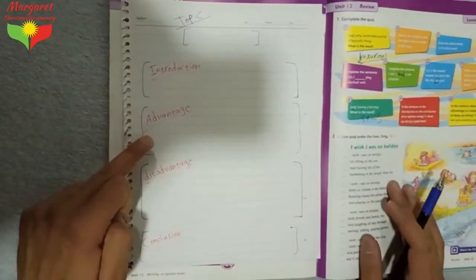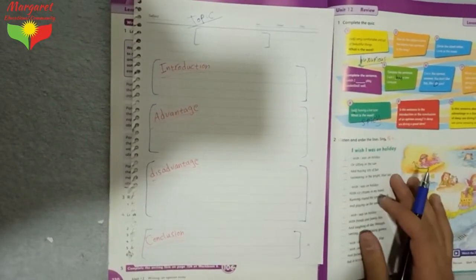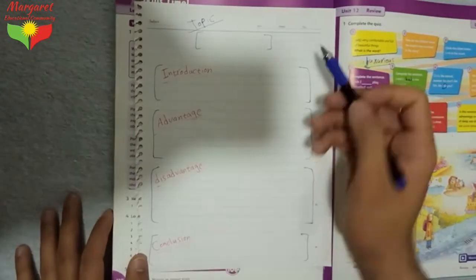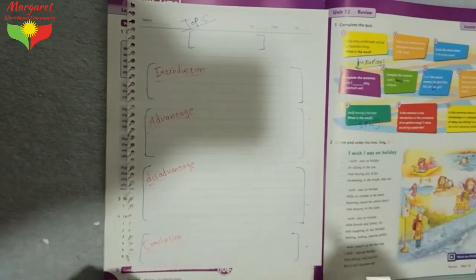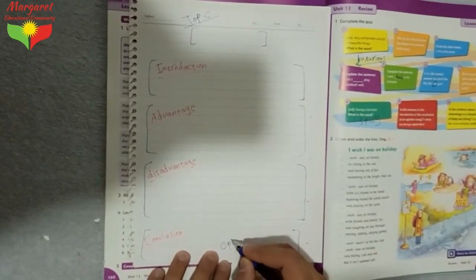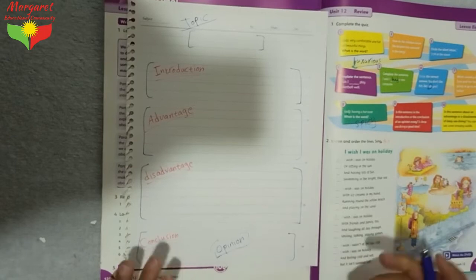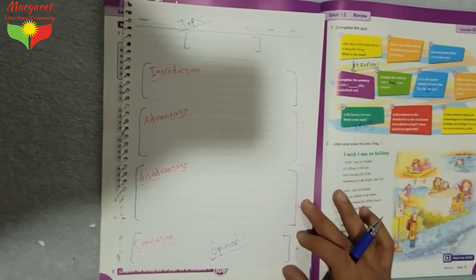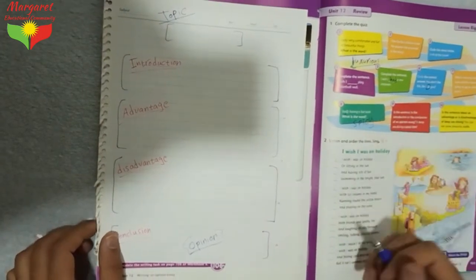Then you come here to talk about the advantages of, for example, smoking. Does it have any advantage? After the advantage, you explain the disadvantages, the bad points of smoking. Two or three points, okay, you can talk about. In the conclusion, this is where you talk about your opinion. Okay, you write your opinion here. In the conclusion, are you with smoking or are you against smoking? Okay, you have to say why.